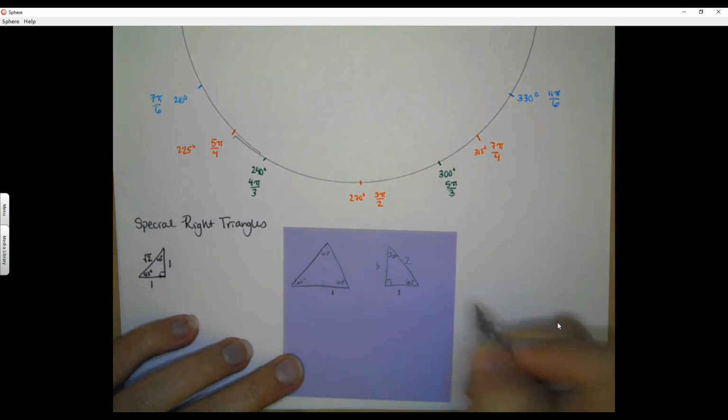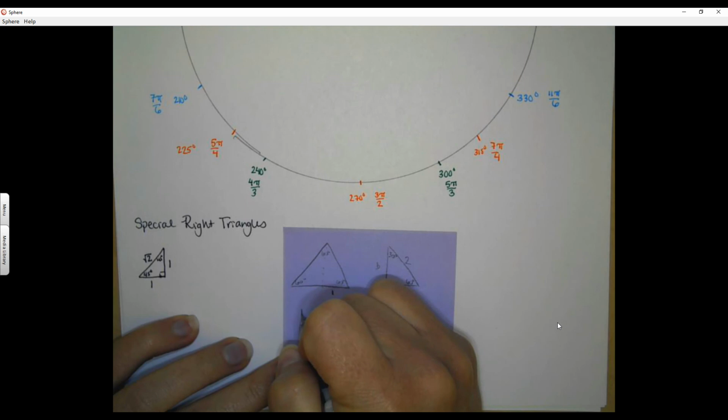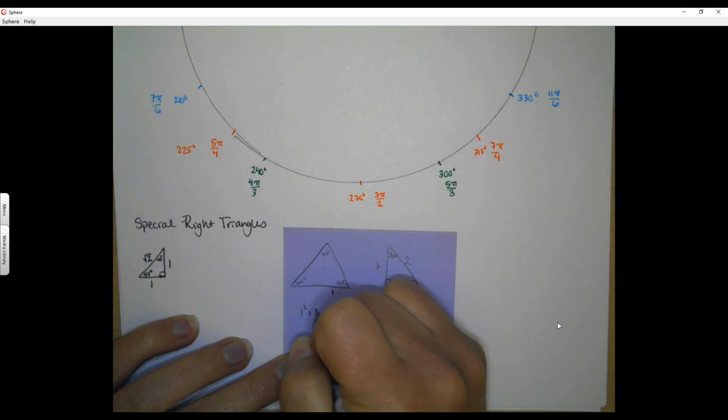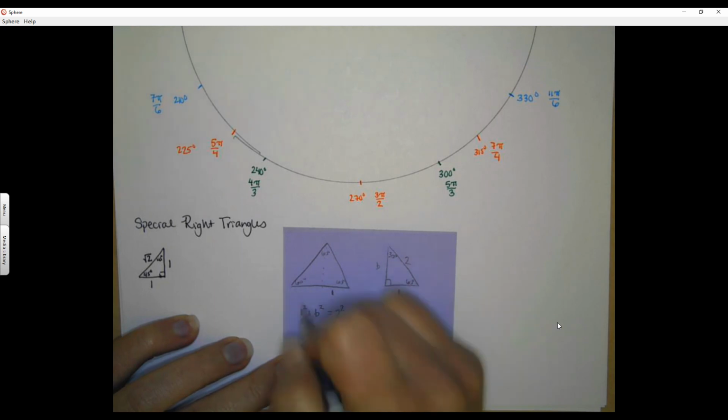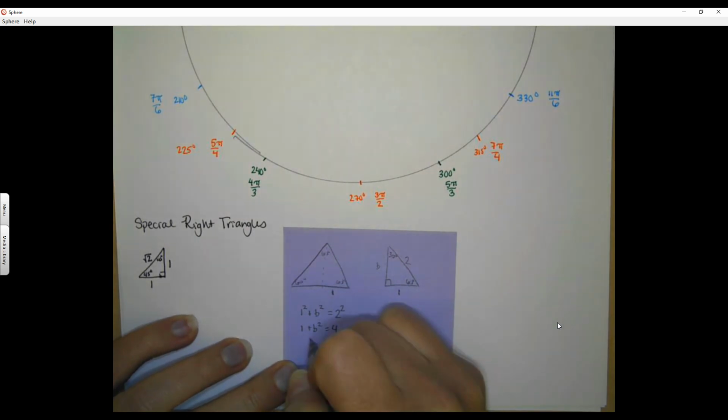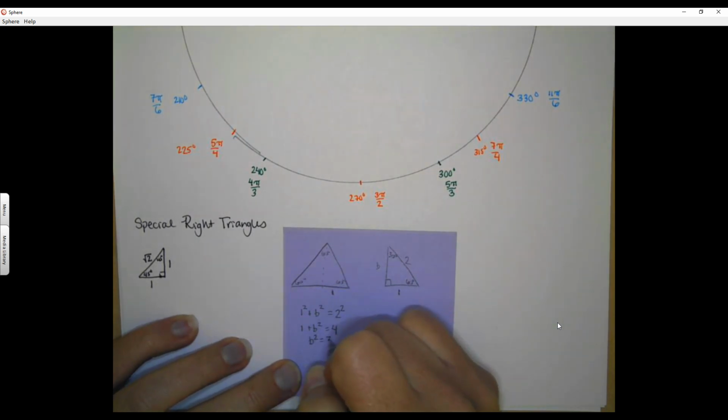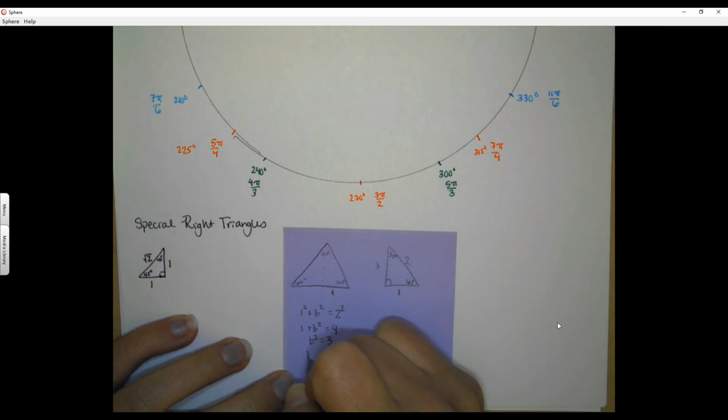So using a squared plus b squared equals c squared, 1 squared plus b squared is equal to 2 squared. Well, 1 squared is 1. 2 squared is 4. If we subtract 1 from each side, we're going to get b squared equals 3. And if we take the square root, b is equal to the square root of 3.